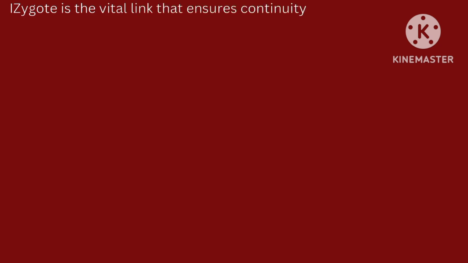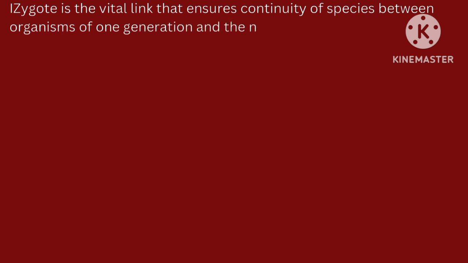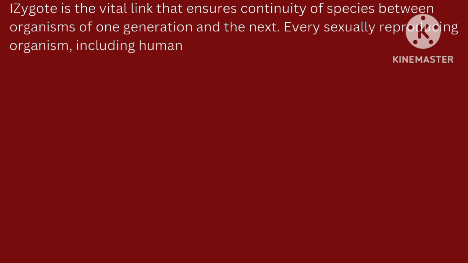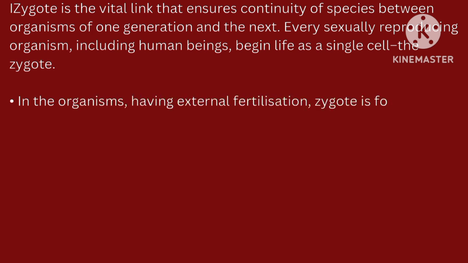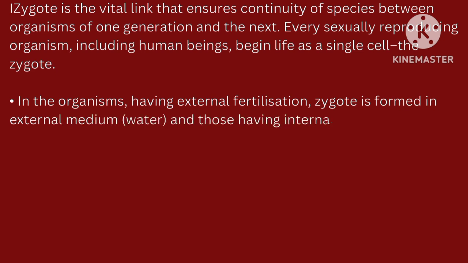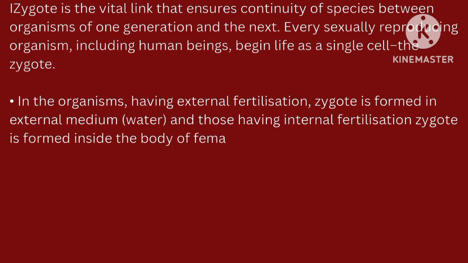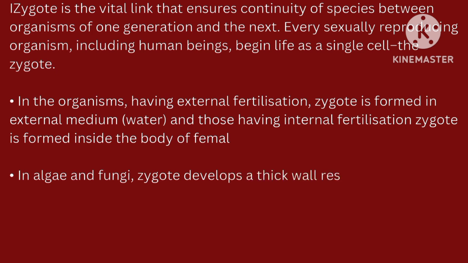Post-fertilization events in sexual reproduction after formation of the zygote. The zygote is the vital link that ensures continuity of species between organisms of one generation and the next. Every sexually reproducing organism, including human beings, begins life as a single cell, the zygote. In organisms having external fertilization, the zygote is formed in an external medium, water, and in those having internal fertilization, the zygote is formed inside the body of the female.